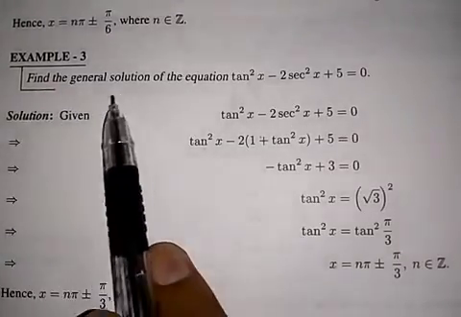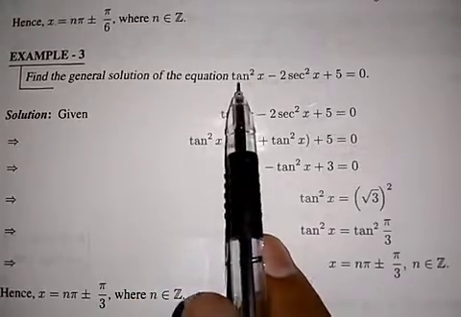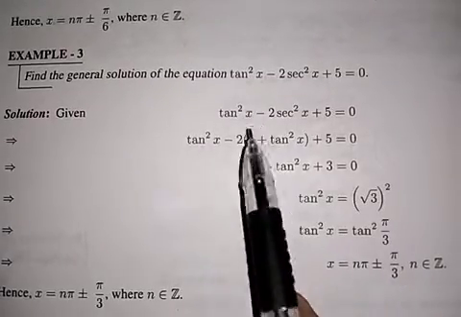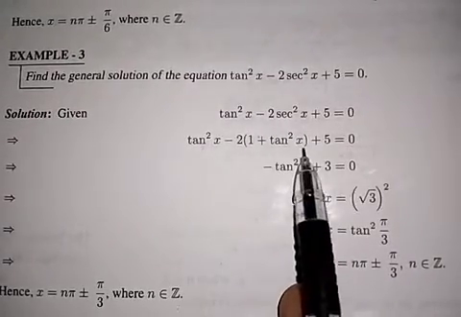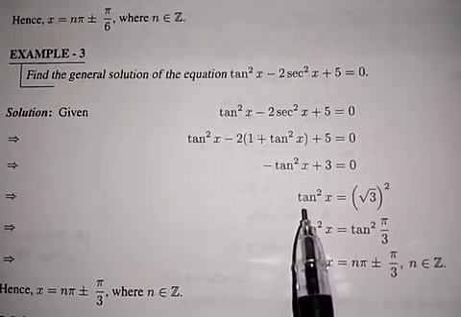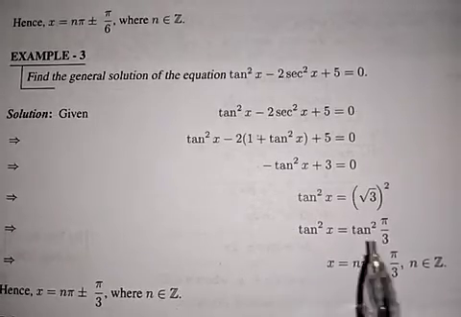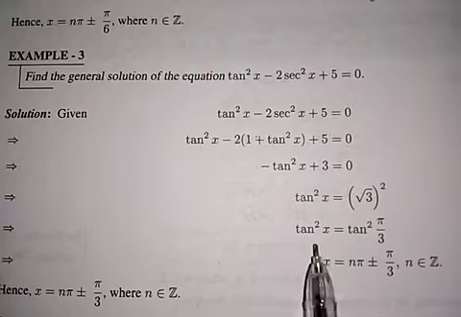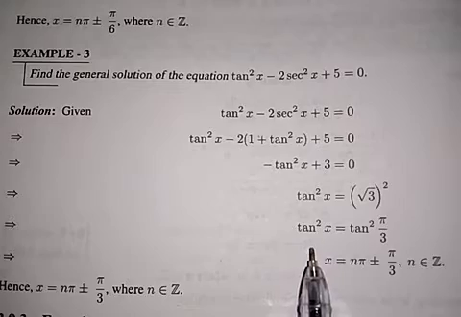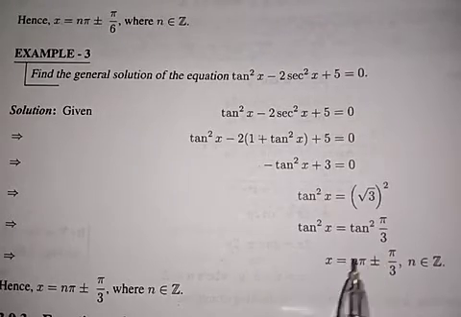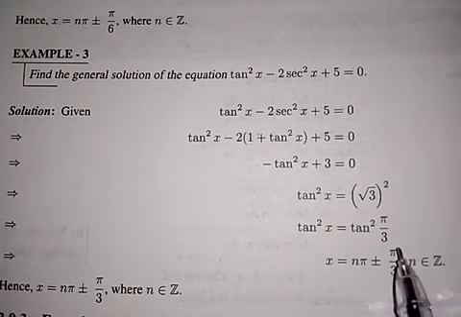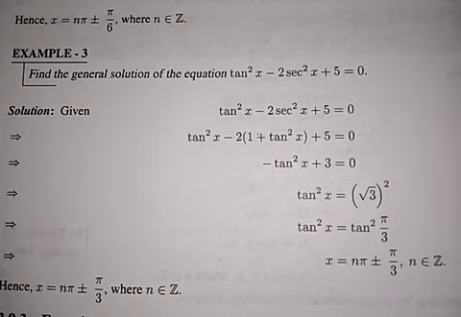For example, find the general solution of the equation tan square x minus 2 sec square x plus 5 equal to 0. We can write sec square x equal to 1 plus tan square x. After simplification, we have a trigonometric equation in the form tan square x equal to root 3 square. We know that tan π by 3 equal to root 3. There is a square on both sides, so we can write the general solution for tan x equal to nπ plus minus π by 3, where π by 3 is the principal value and n belongs to Z.